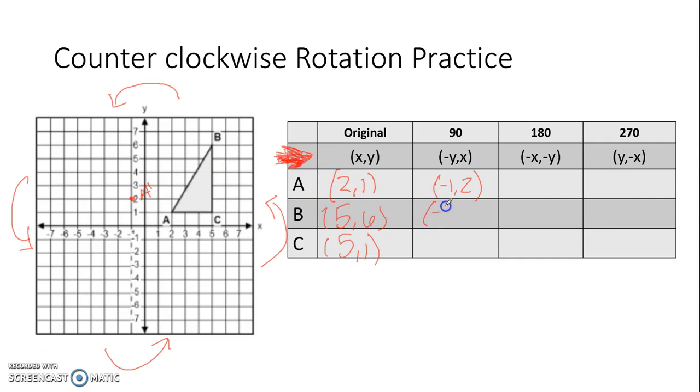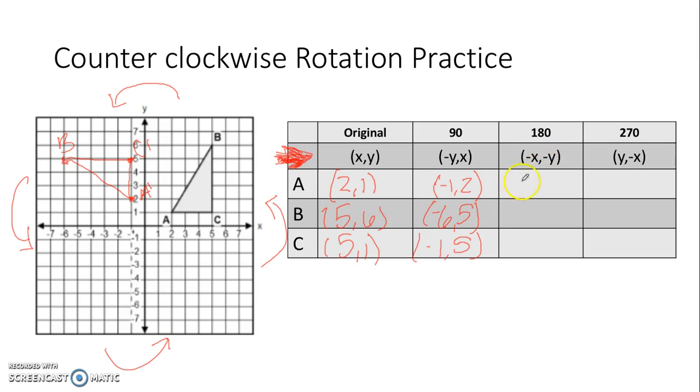Same thing over here. We're going to have negative 6, 5. So negative 6 up 5. That would be B. And then C is going to end up being negative 1, 5. So negative 1 and up 5. So there we go. There's our rotated figure, C prime. Okay, so we're going to rotate it all the way around.